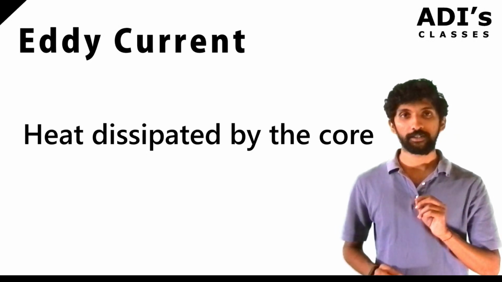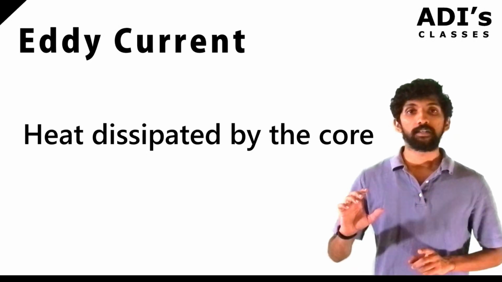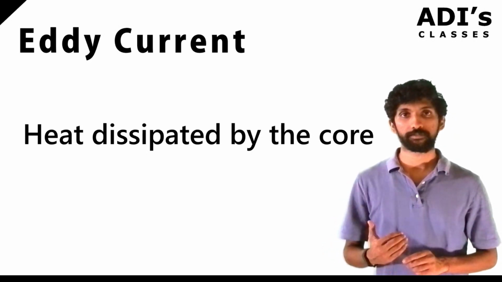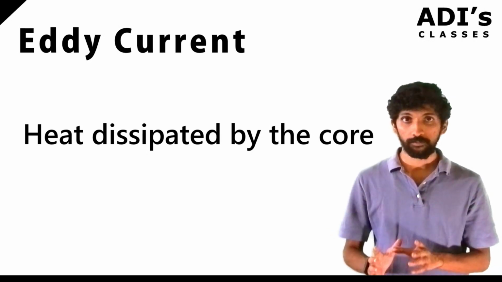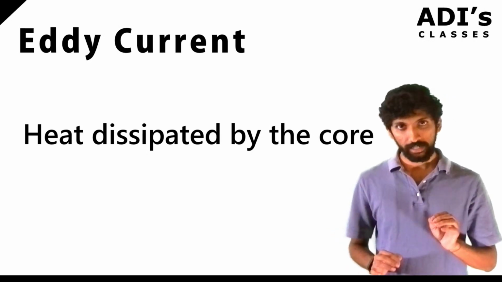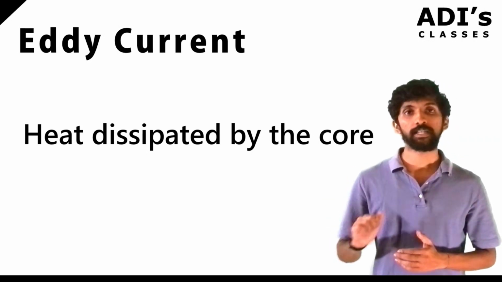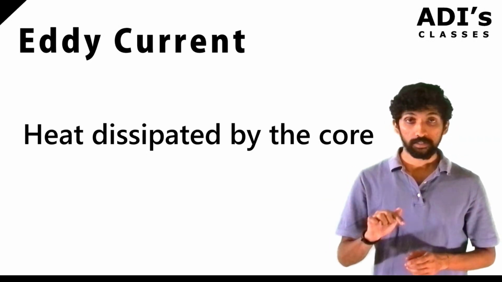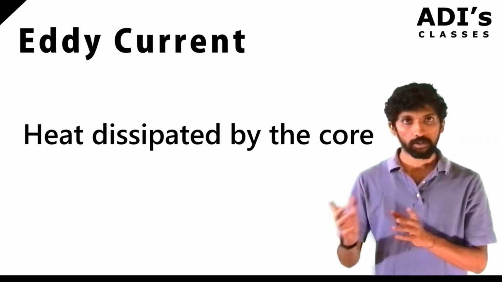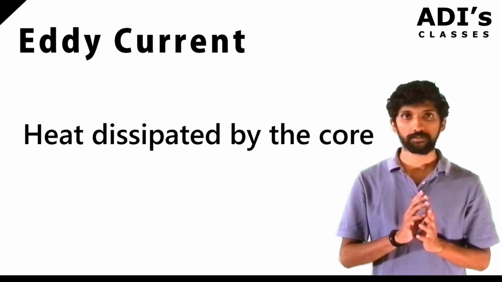If we use laminated cores, the eddy currents will reduce. But even then we cannot stop eddy currents. Eddy currents will still be there, but the amount of heat produced will be lessened. So this is one more loss. We also call this eddy current or heat loss.